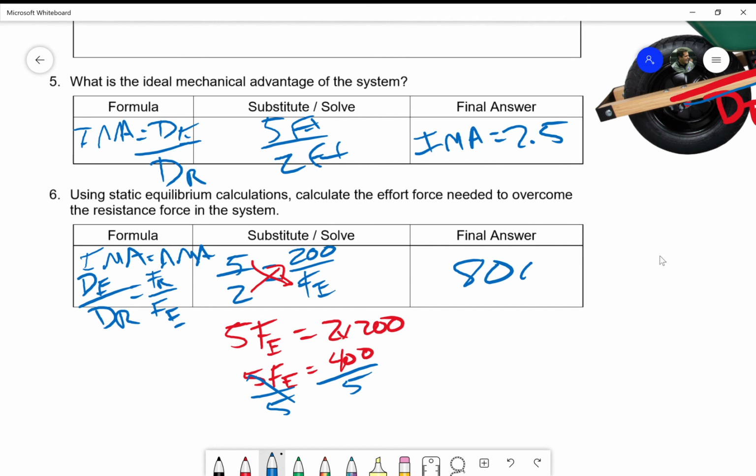Whoops, I need to fix my units. We're talking about force, effort force, so that's going to be 80 pounds of force. All righty, thanks for watching.